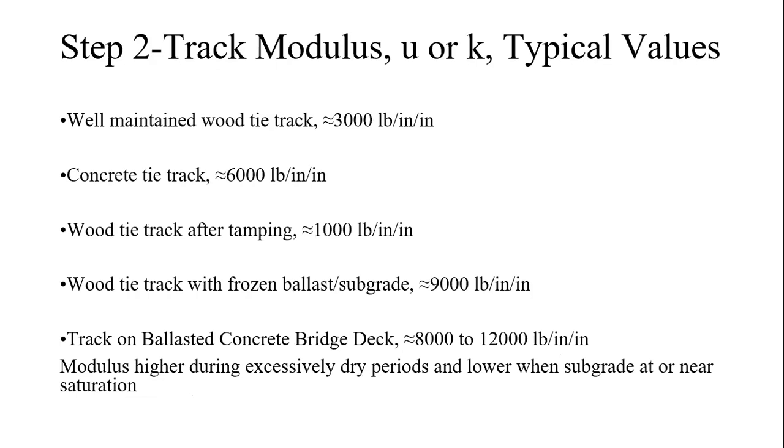Now, some people have recommended that these values are acceptable. For example, if it has a wood tie, we can have 3,000. Concrete tie, 6,000. If you have a tamped wood tie, it's 1,000. And wood tie with frozen ballast, 9,000. On concrete, it is 12,000 pound per inch per inch. It could be pound per square inch, but it's not. It's pound per inch per inch. So remember this.